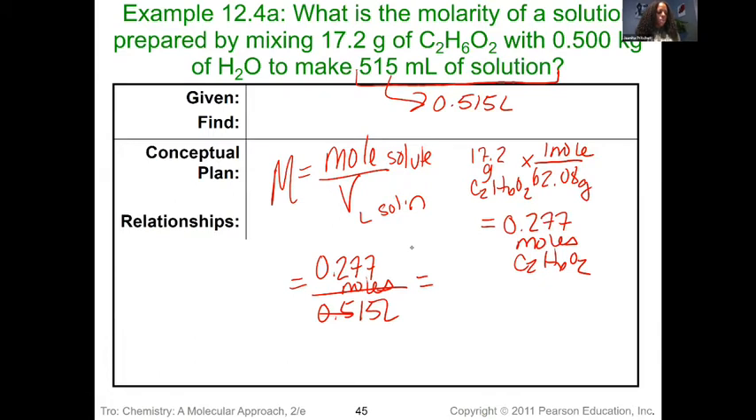Okay, so 0.277 divided by 0.515, and that gets us a total of 0.538, and that would be capital M for your answer. Now, write that number down if you are following along with this series, because we're going to be doing, like I said, 4 different problems, and we can compare the answers as we go along.